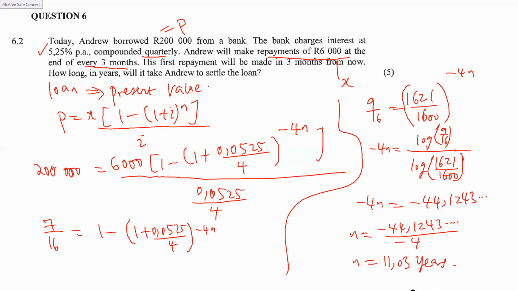So how many years will it take? It will take Andrew 11,03 years to settle the loan. Okay, so we have this one. Next question.